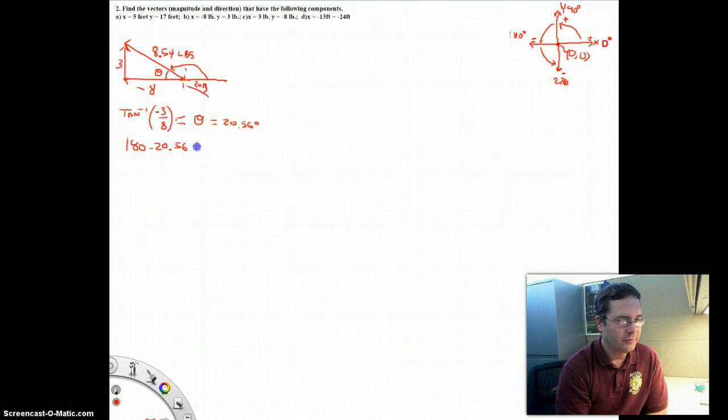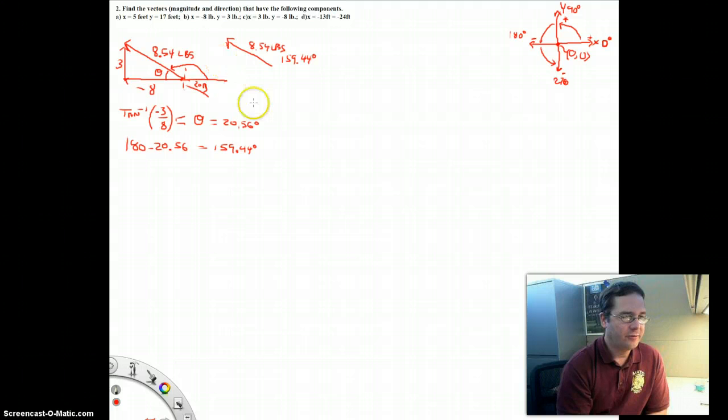So the way we'll get the actual direction of this is we'll do 180 minus that 20.56. And that works out to about 159.44 degrees. So the final vector that represents the second part of this problem, part B, has a length, or a quantity, of 8.54 pounds, and its direction is 159.44 degrees.